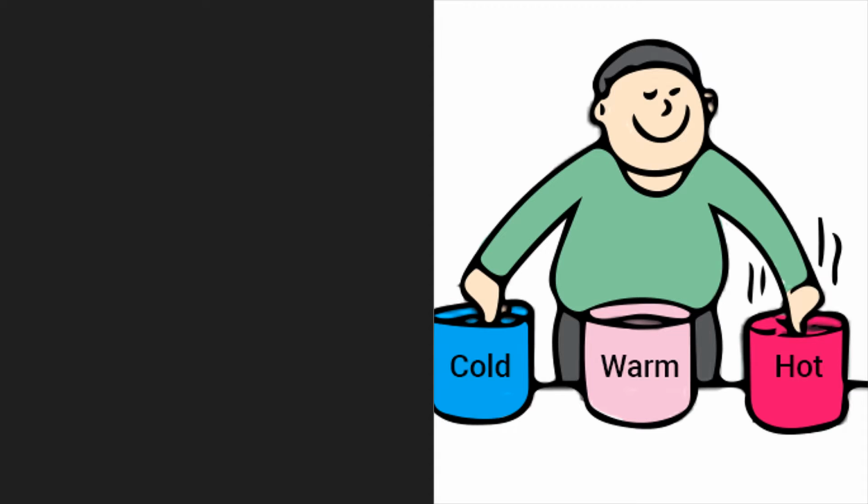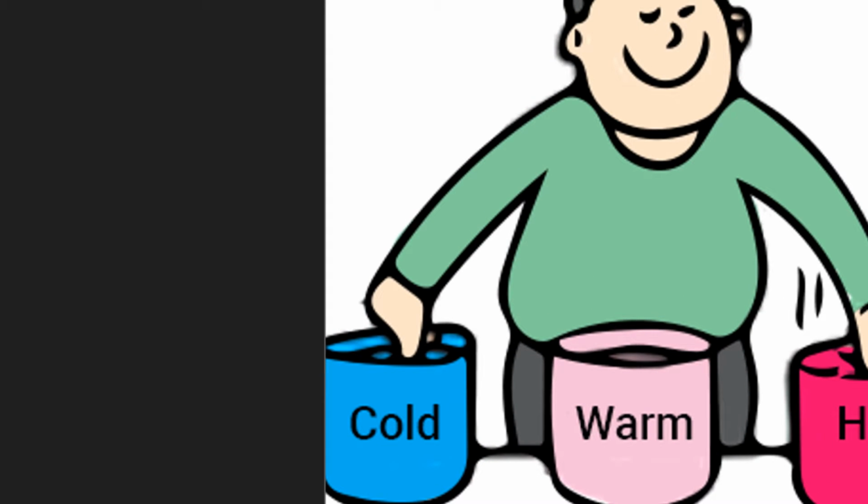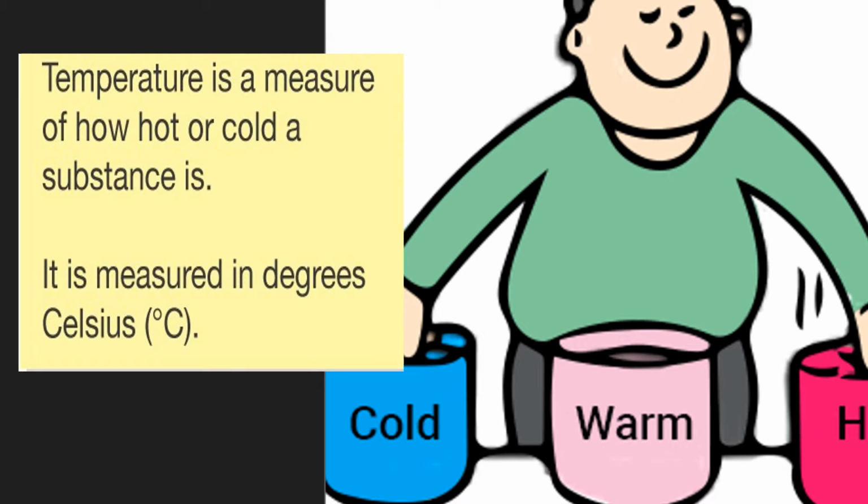In our daily life, we come across a number of objects, either hot or cold. We can't always touch and check whether an object is hot or cold. For that, a reliable measure is there, that is temperature. Temperature is usually measured in degrees Celsius.